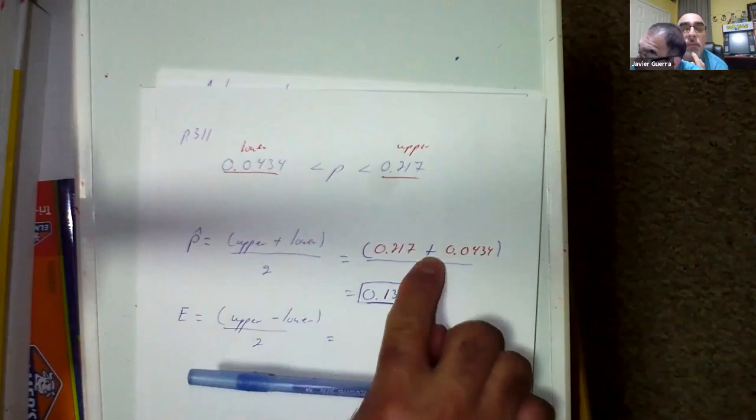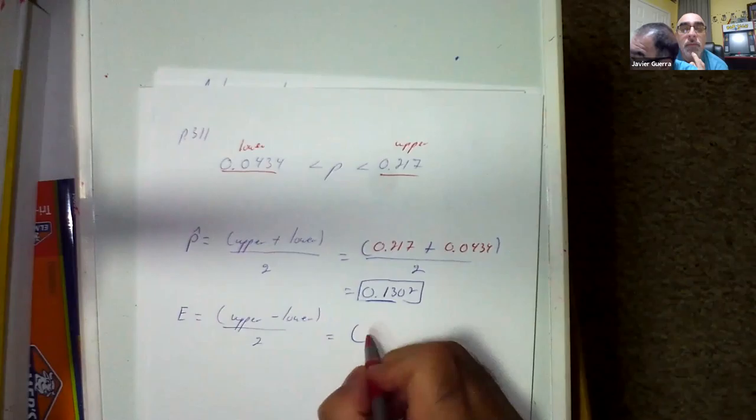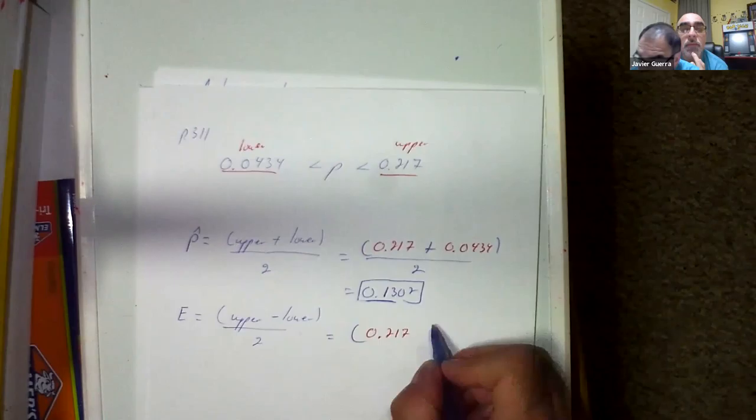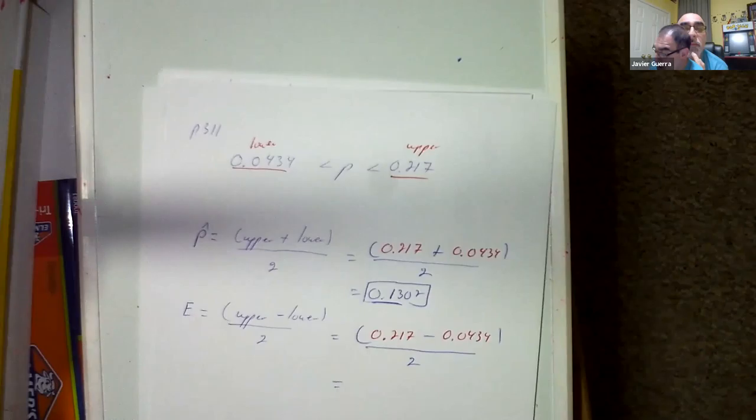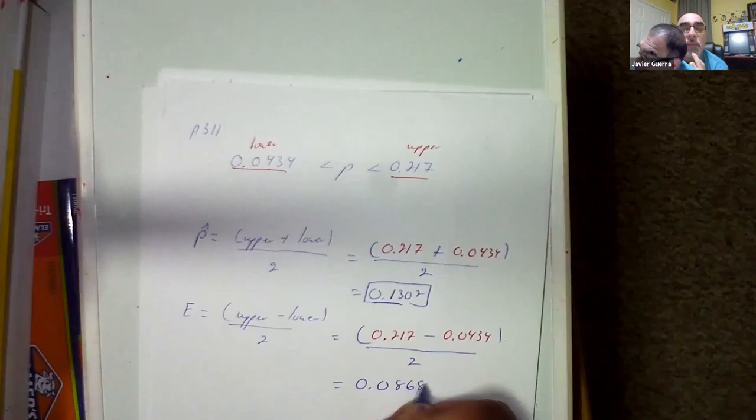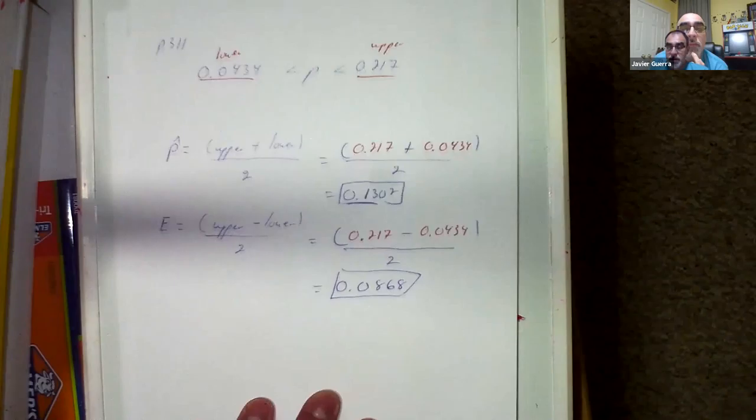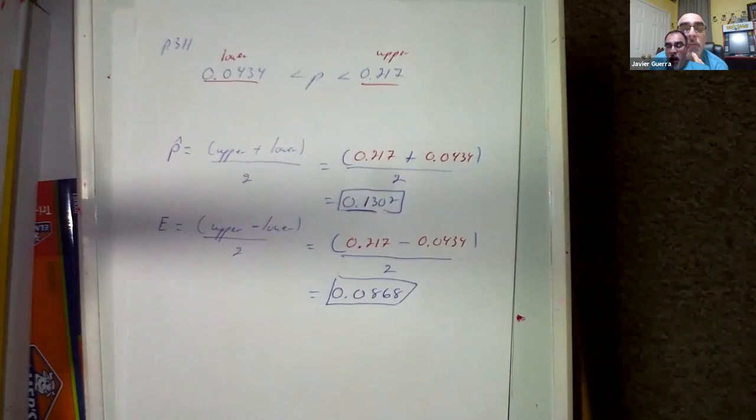To figure out the E, you do the same formula, but instead of a plus, you put a minus. That's pretty much all you do for these. Minus 0.0434 divided by 2. Let me calculate that. Let's change that to a plus or minus. I end up getting 0.0868. That's it. That's all you do. That's how number 9 is done.